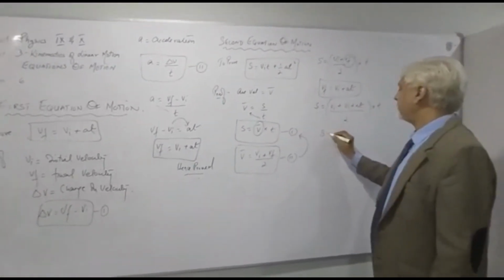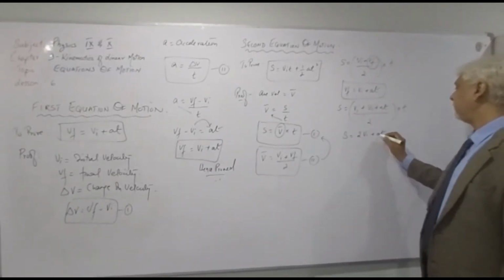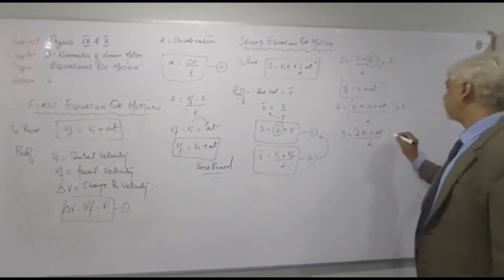So now my equation will be S is equal to Vi plus Vi, which gives you 2Vi plus At, over 2 times T.